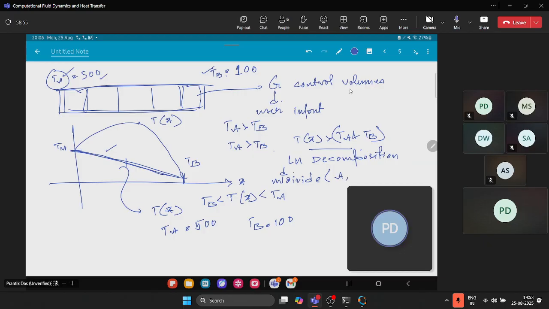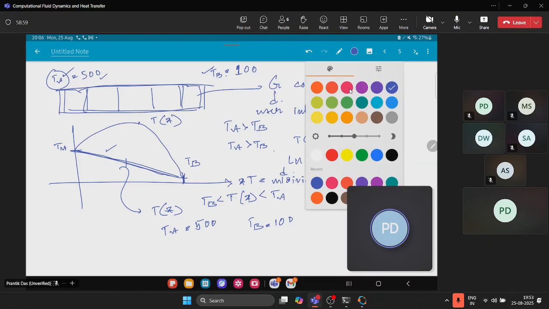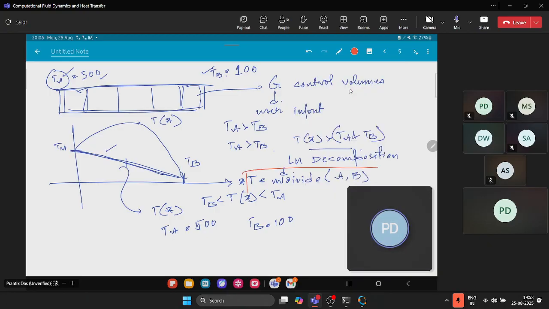So A comma B equals to P. This thing you have to implement. By default in Octave and also in MATLAB itself, they use LU decomposition in order to find out the value of T, that is the temperature itself in our case.